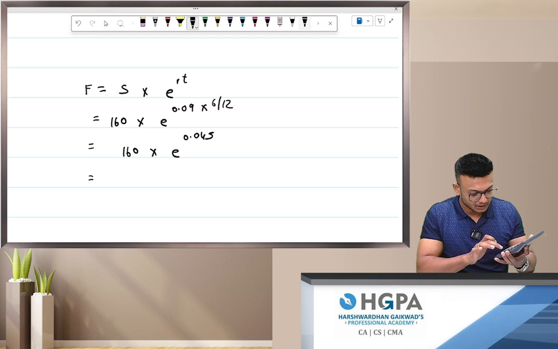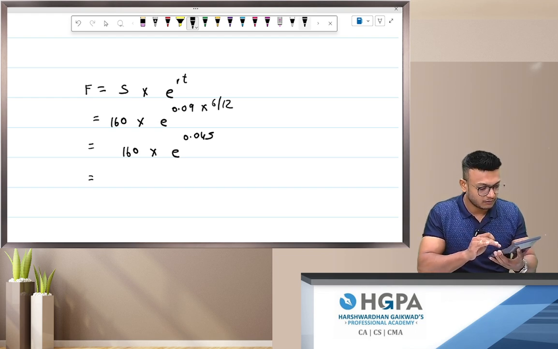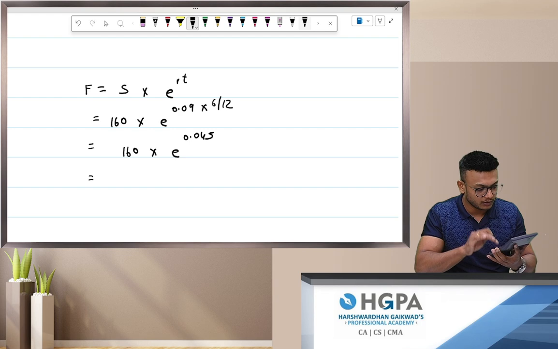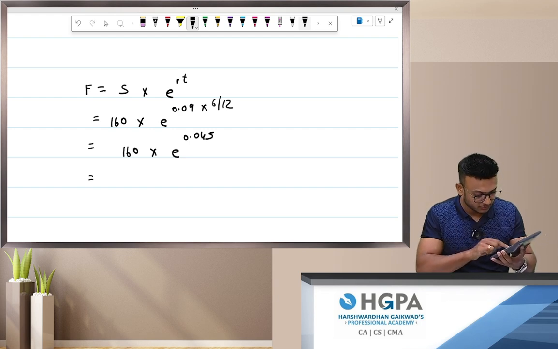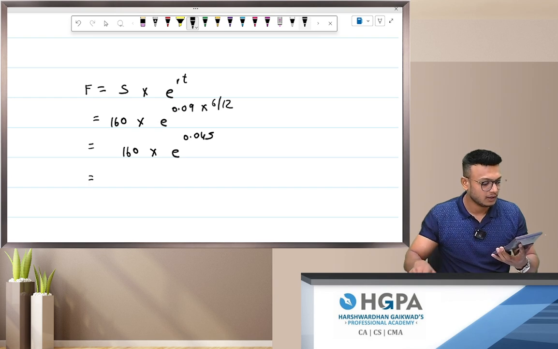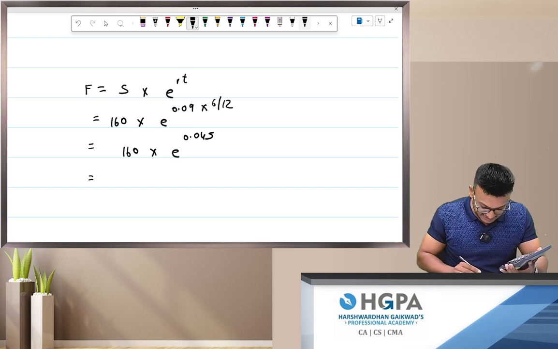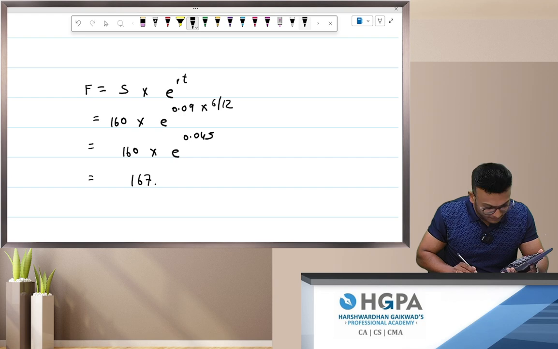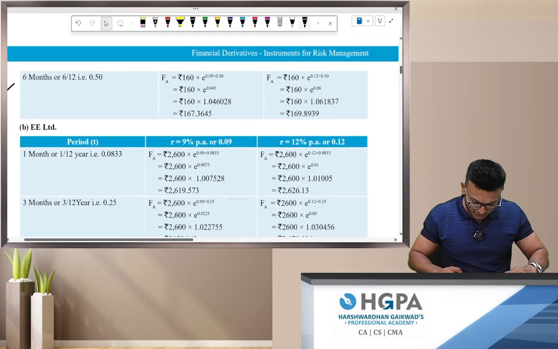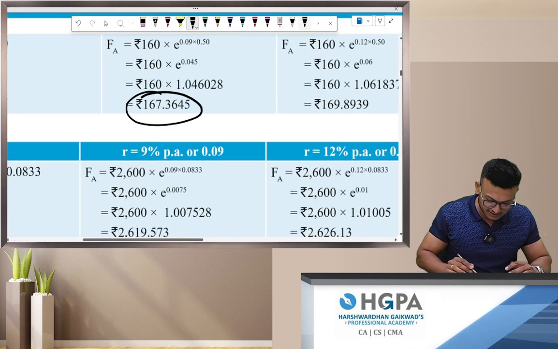2.7183 square root, 12 times: 1, 2, 3, 4, 5, 6, 7, 8, 9, 10, 11, 12, minus 1, into this number, 0.045, plus 1 is equal to, 12 times again. It is 1.0460 something, into 160. My answer is 167.36 something. Can we cross check with the module? You'll get the same answer, 167.36. Why am I doing this? Because they have not got this number directly; it is not given here.